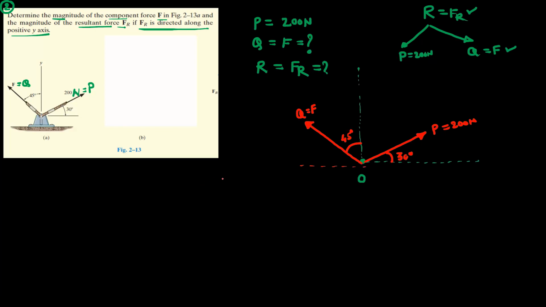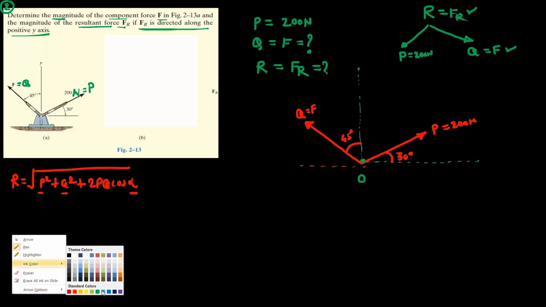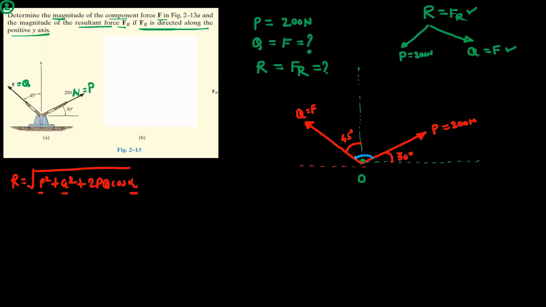Okay. So whenever we use the law of parallelogram, our formula is R is equal to the square root of P square plus Q square plus 2PQ cos alpha. So we need force P, force Q, and the angle between the two forces. So here the total angle between these two forces, this is 90 minus 30. So this angle is 60 and this is 45 degrees. So alpha here is 60 plus 45 degrees, which is equal to 105.